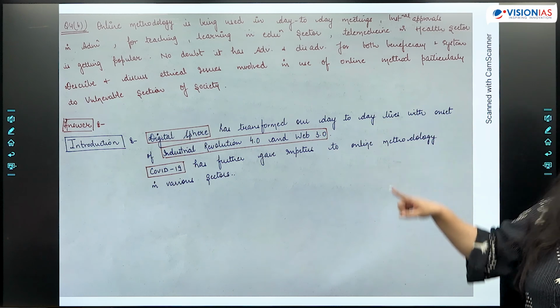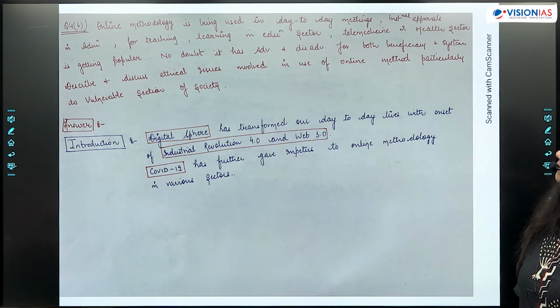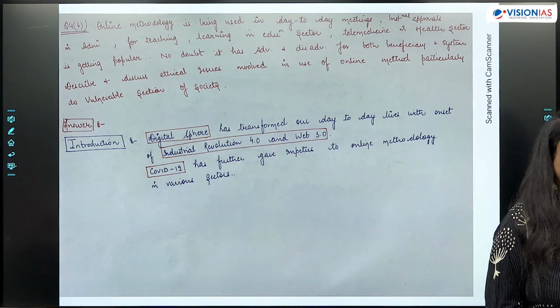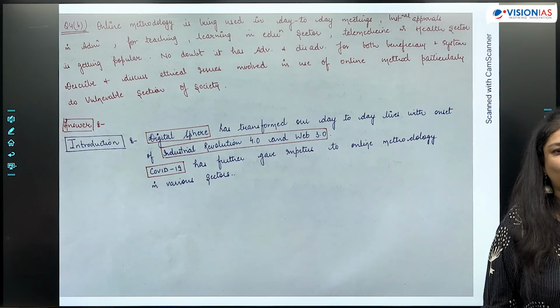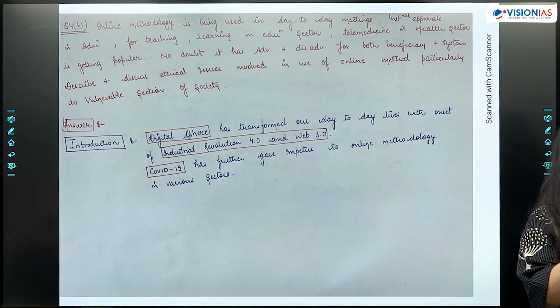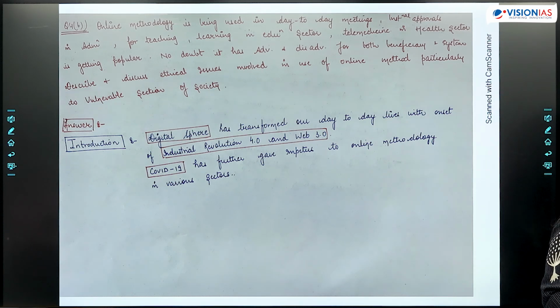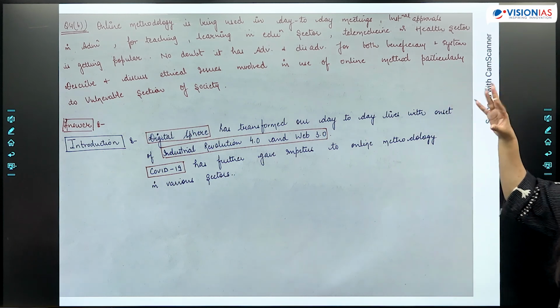What is the question here? It's a 10-marker question. The question is only the last statement. Exactly. What are the ethical components involved with respect to online methodology, keeping in mind the vulnerable section of society? बाकी सारी कहानियां हैं कि कहां ऑनलाइन मेथडोलॉजी यूज हो रही है.